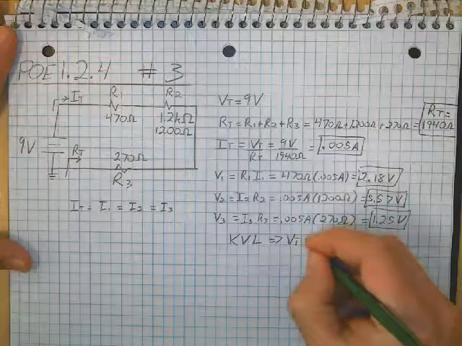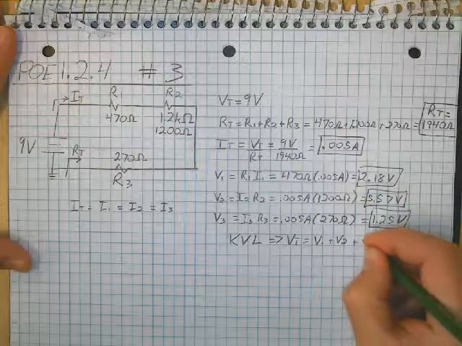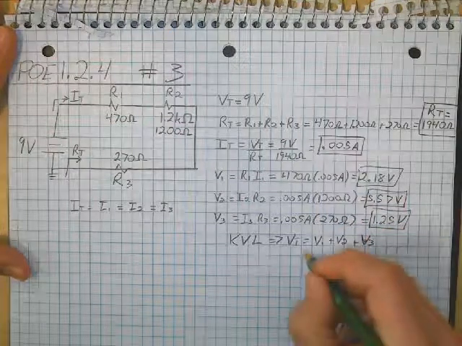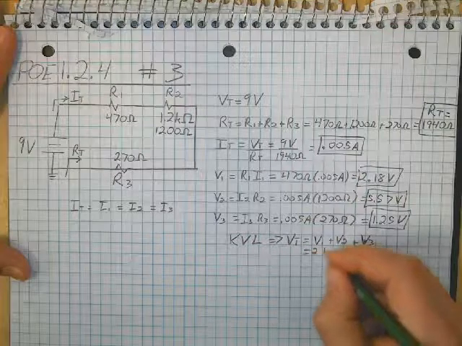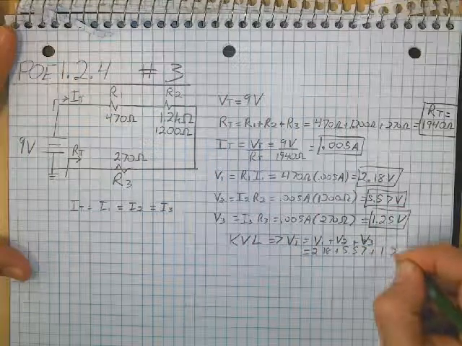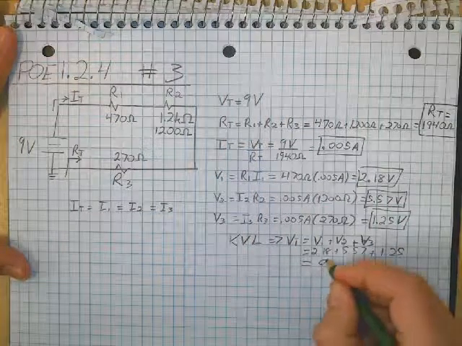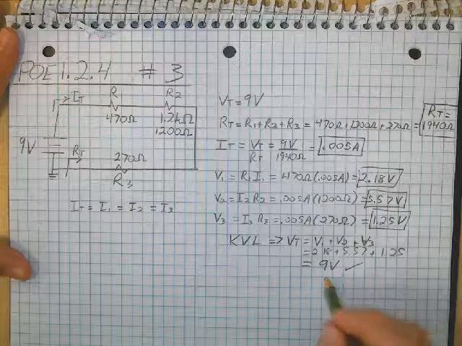I can verify that using Kirchhoff's voltage law and say that the total is supposed to be equal to V1 plus V2 plus V3. Well, if I plug those numbers in, 2.18 plus 5.57 plus 1.25, that should give me my total, and it does, of 9 volts, which checks out.